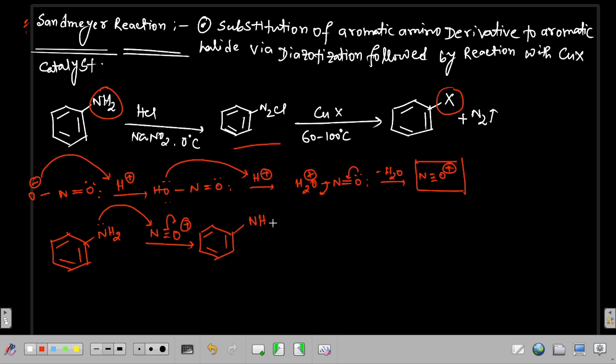formation of NH double bond N double bond NO, like it will form single bond and double bond O. In presence of acid, it will abstract this proton and it will form this, plus.